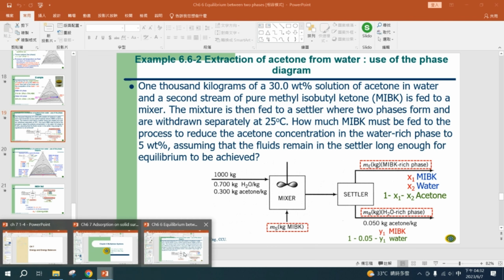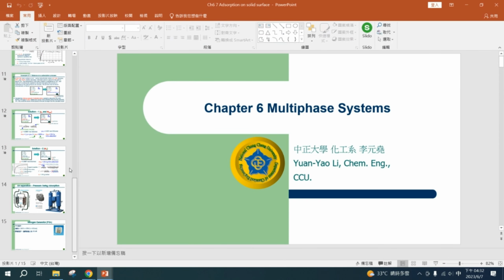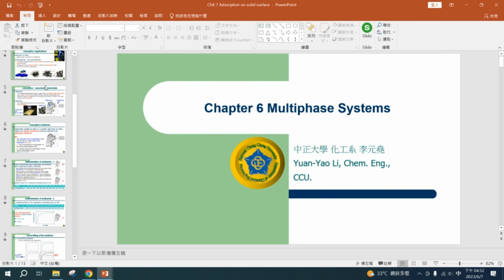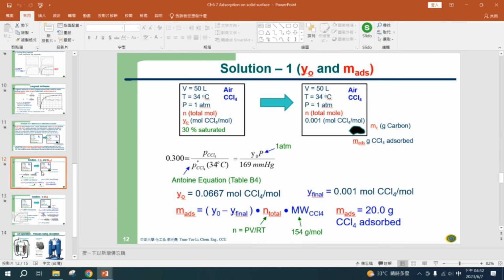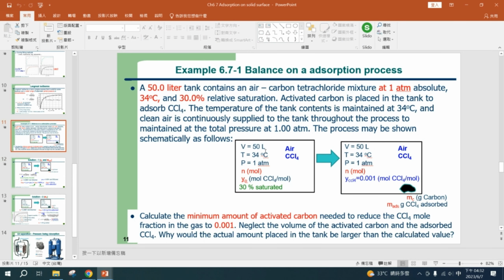Okay? And then in the last lecture, we also talked about adsorption. I hope you remember adsorption. The important thing is that this example tells us you have carbon tetrachloride, and you want to remove the carbon tetrachloride by an adsorption process. In order to remove carbon tetrachloride from this room, or from this gas phase, you need to put activated carbon in this space, in this room, and then carbon tetrachloride will be adsorbed on the activated carbon.